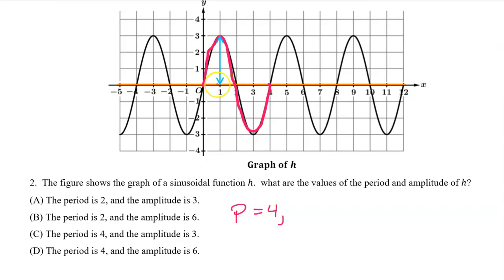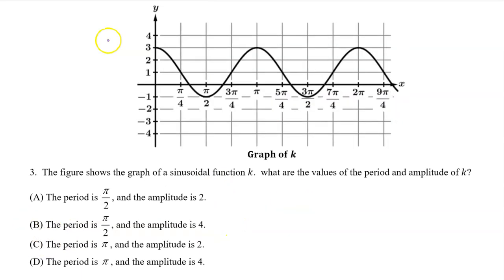The amplitude is the distance between the midline and the maximum value. In this case, we see that the amplitude is 3. This corresponds to an answer of C.